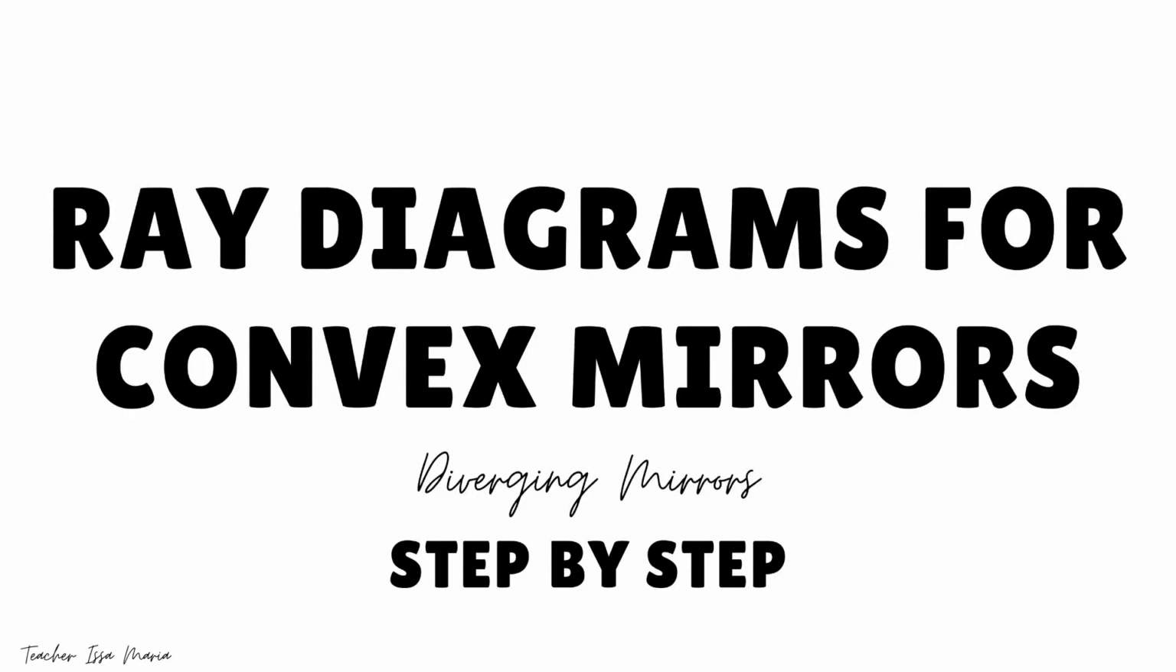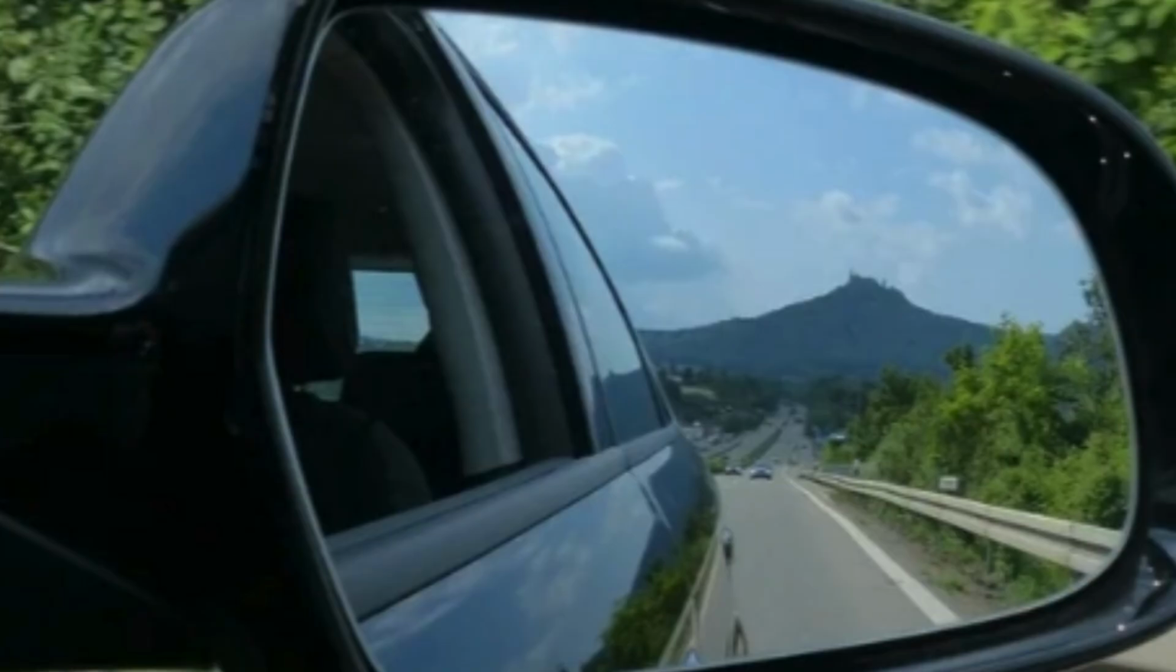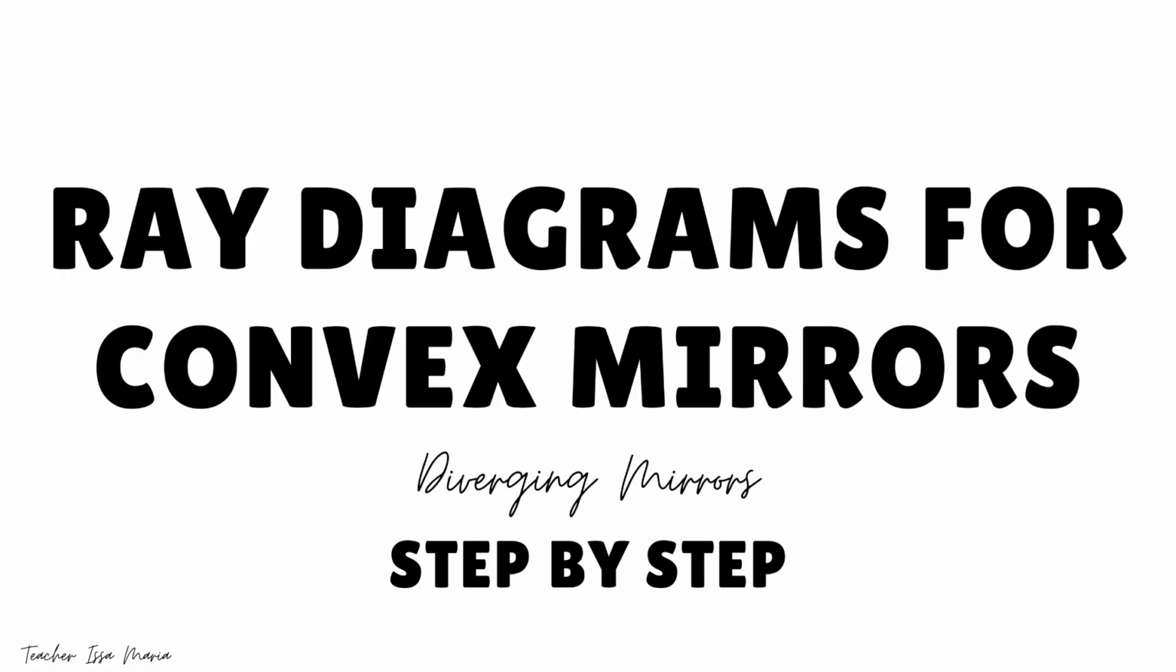Convex mirrors are also called diverging mirrors. These are often used in vehicles and hallways. But why do they always make images smaller? Today, I'll explain step by step how to draw ray diagrams for convex mirrors so you can understand them easily.